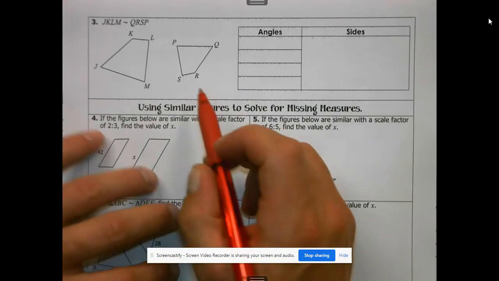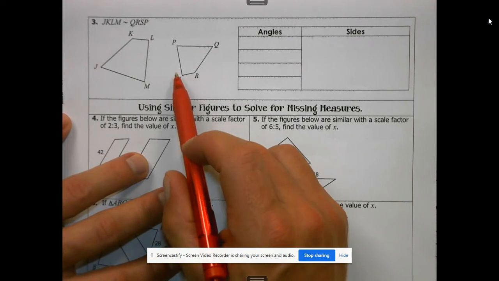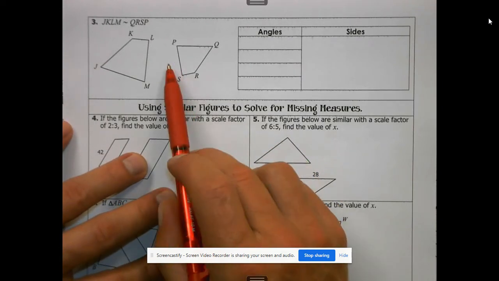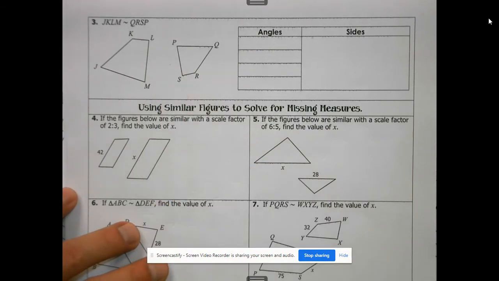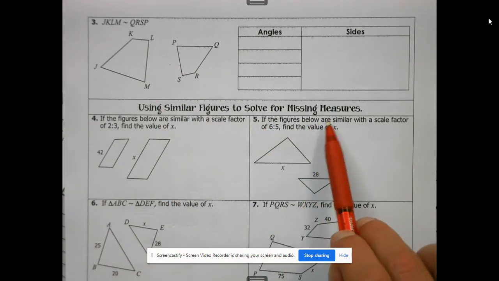Number 3, more practice, same thing. I'll let you guys check out your notes on the answer key and check out that one, but we'll save some time. That's just like numbers 1 and 2. All right, 49 says use similar figures to solve missing measurements.